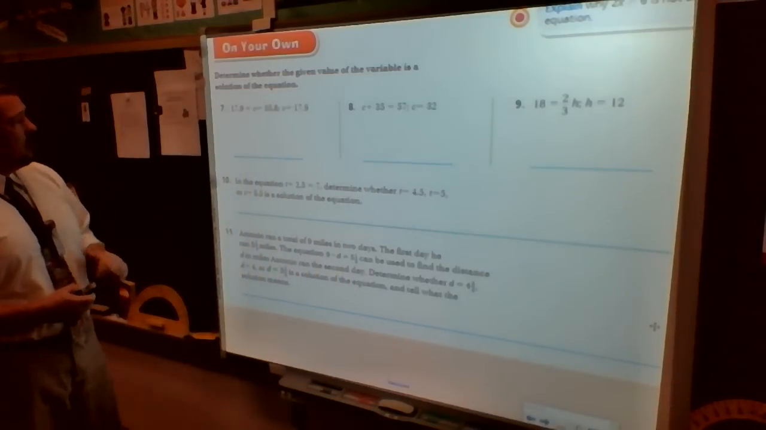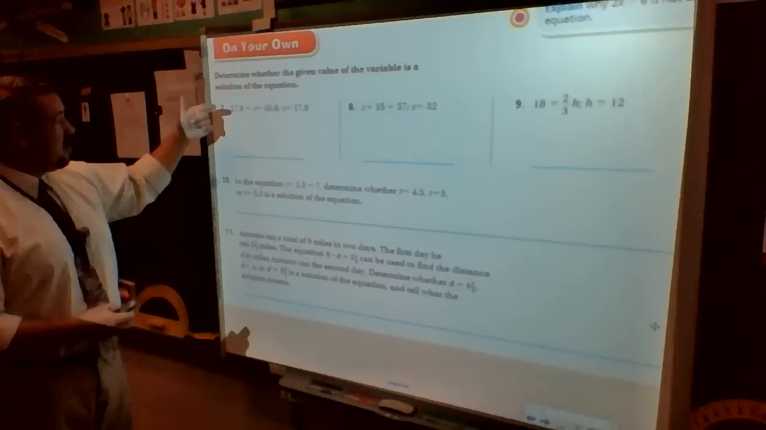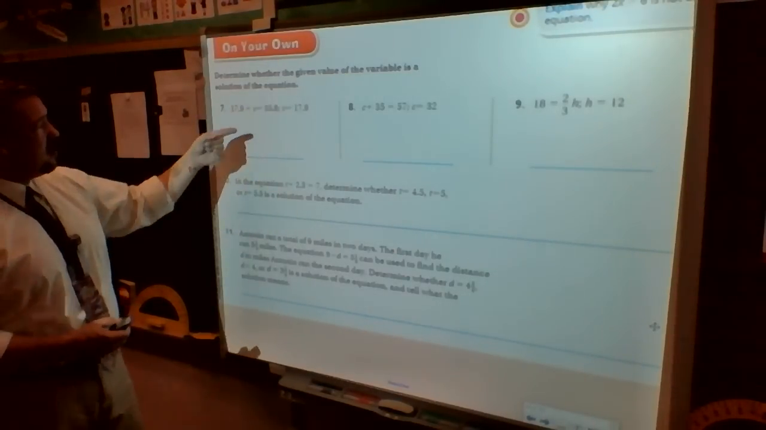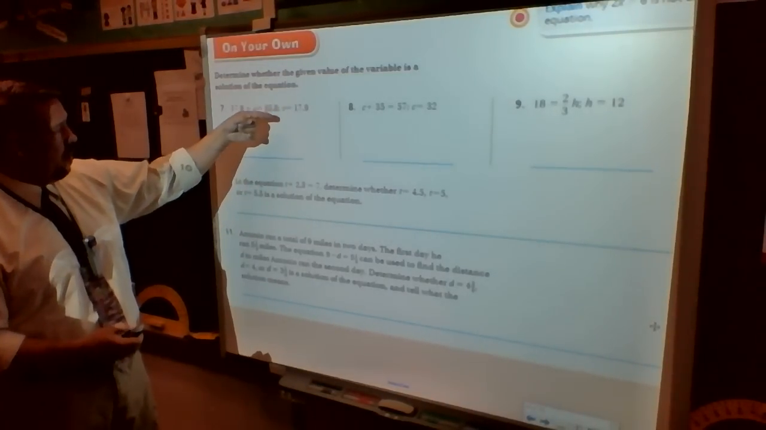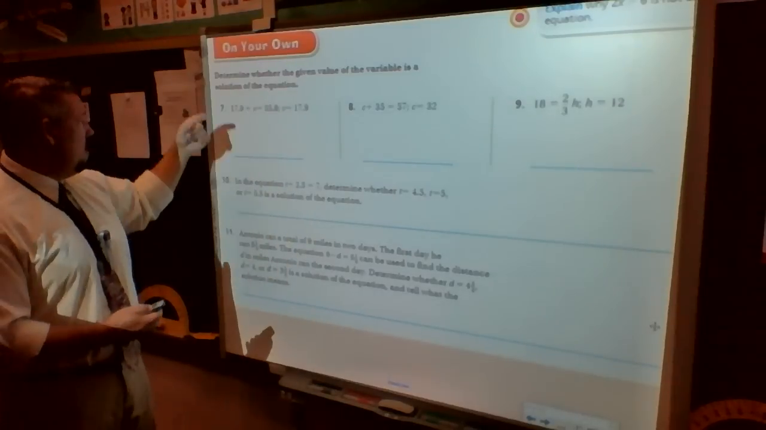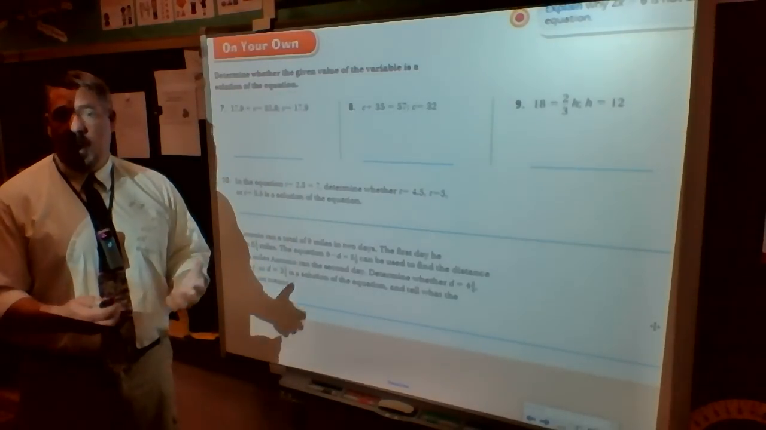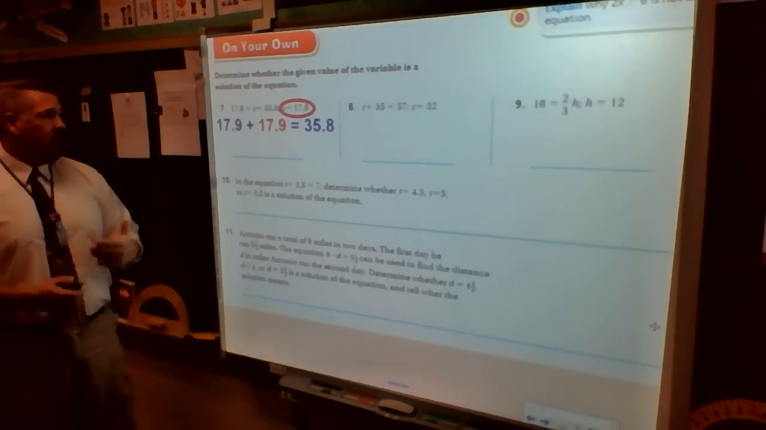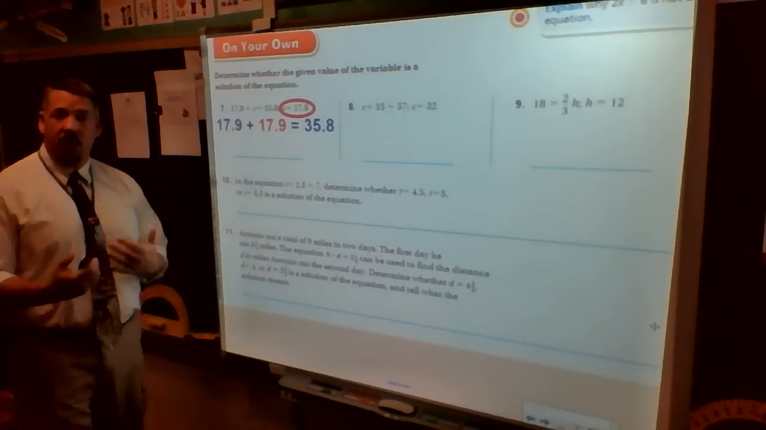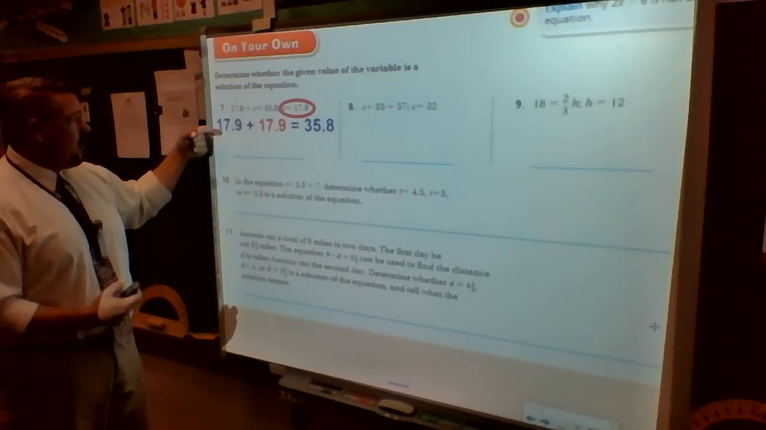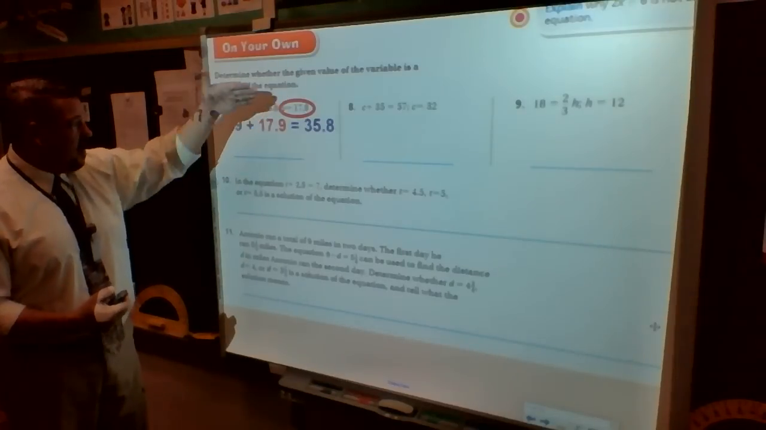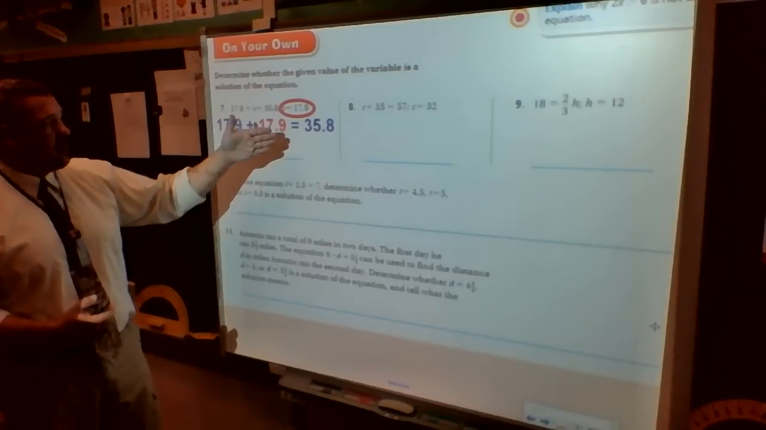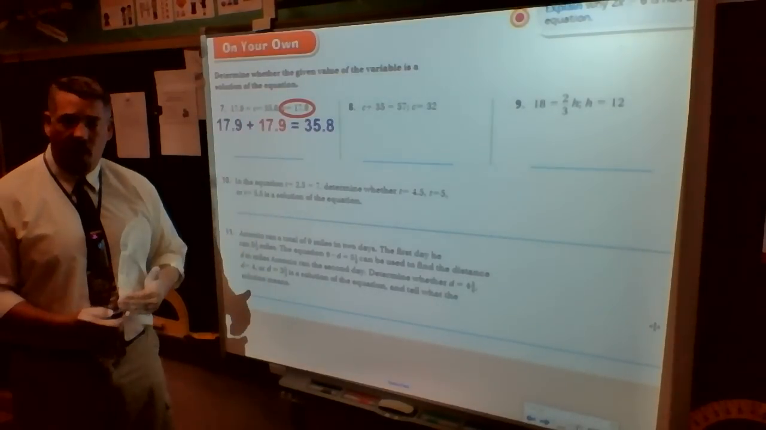Number 7, I have 17 9/10 plus v is equal to 35 8/10. They're telling me to substitute for v, my variable, 17.9. It's the same number I start with, but that doesn't matter. That doesn't change my math. I'm just going to substitute it in, rewrite my math problem, and then do the math. 17.9 plus is what I started with. I substitute in for the v, 17.9, and that tells me that it should equal 35.8.